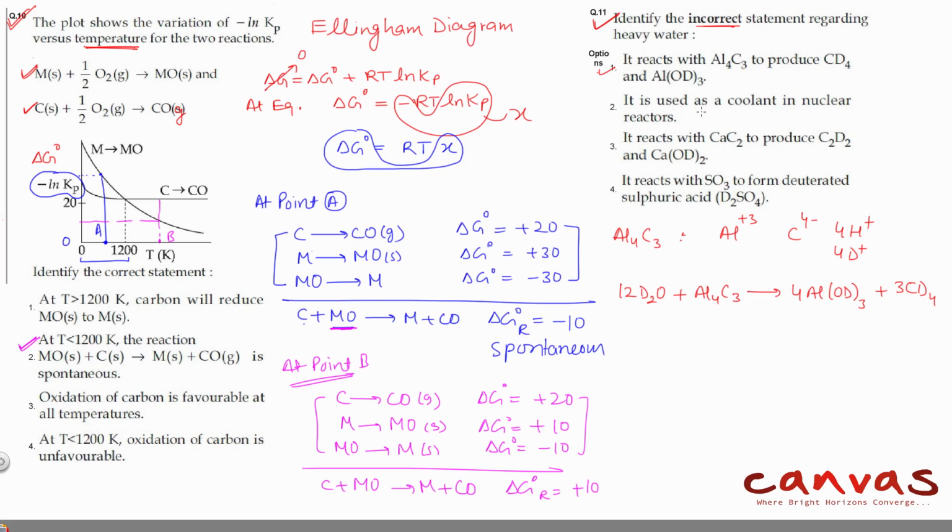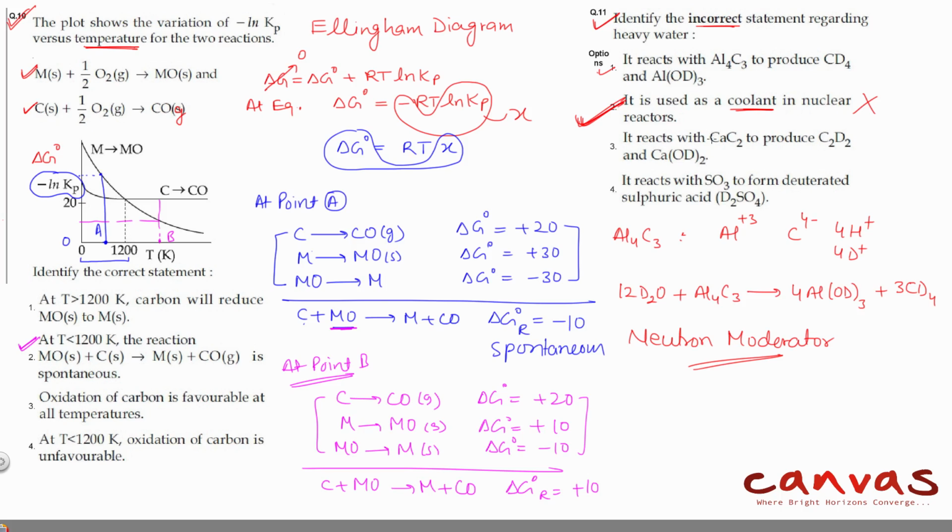Second, it is used as a coolant in nuclear reactors. It is completely wrong because heavy water is not used as a coolant, but it is used as a neutron moderator to slow down the fast moving neutrons so they can be captured by the uranium 235 and not the uranium 238. So its function is not as a coolant, its function is as a neutron moderator. So the incorrect statement should be 2. So the answer should be 2 here.